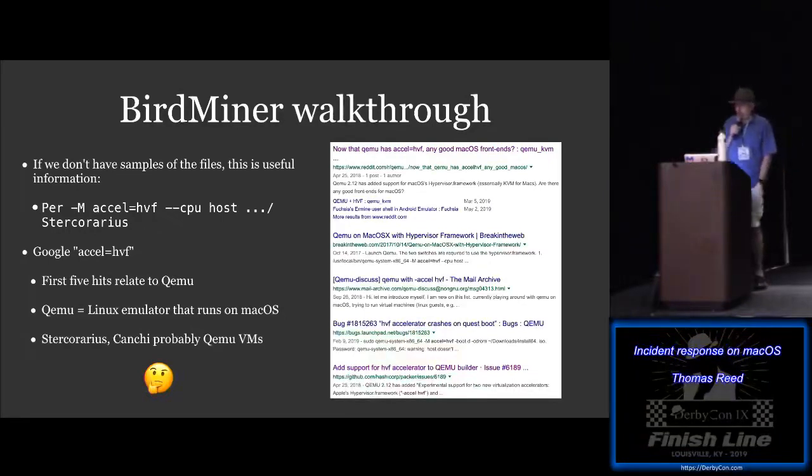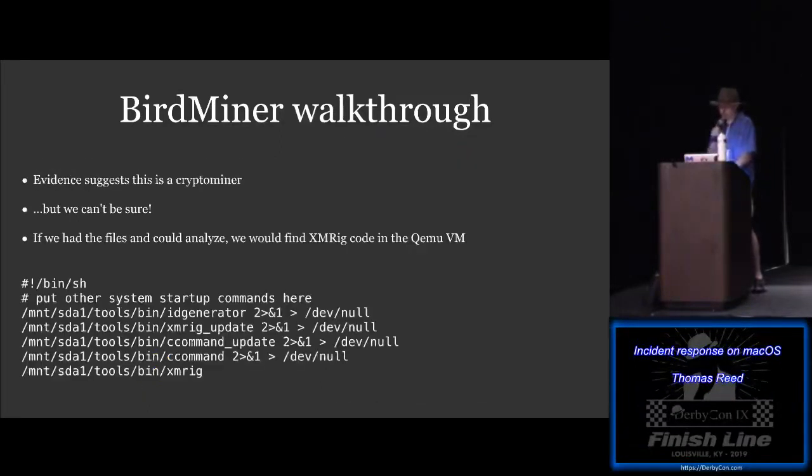And that means that these files, Stercorarius and Kenchi, that are being passed as parameters, those are probably VMs. And if you actually go and look in the file info, you'll see they're fairly large files. Now, at this point, we're pretty sure they probably are crypto miners, but we don't have 100% certain evidence.